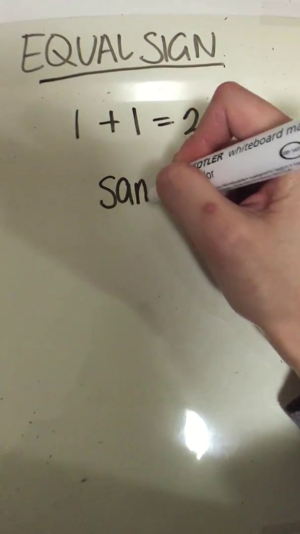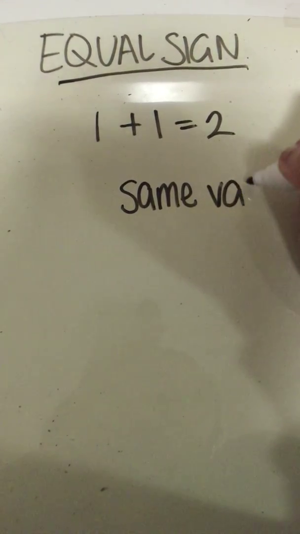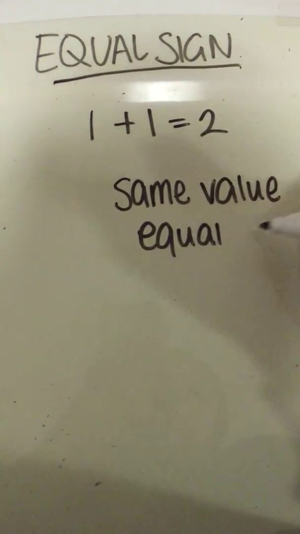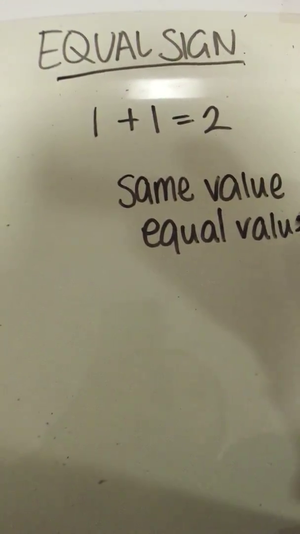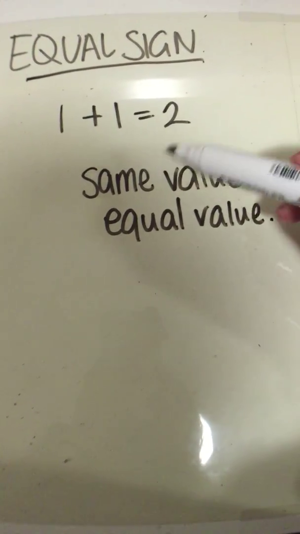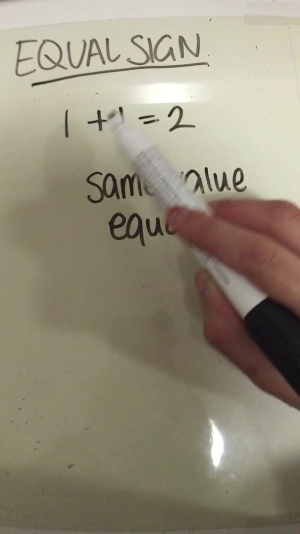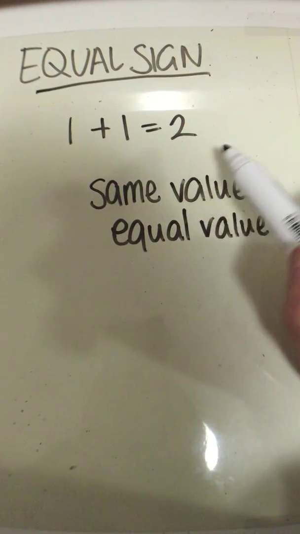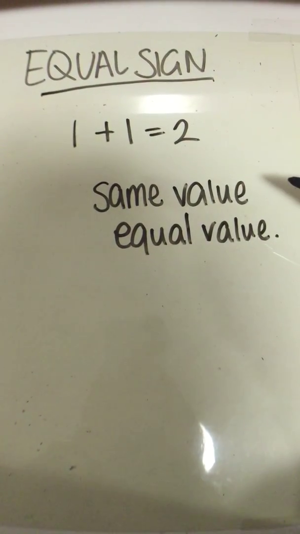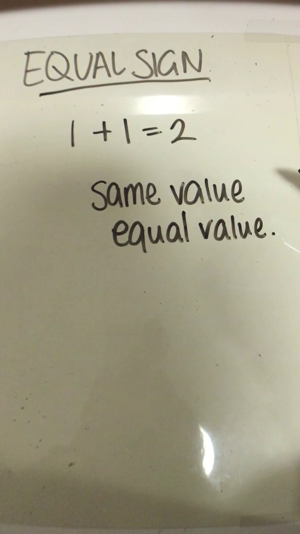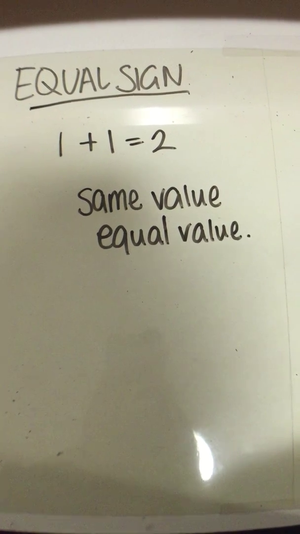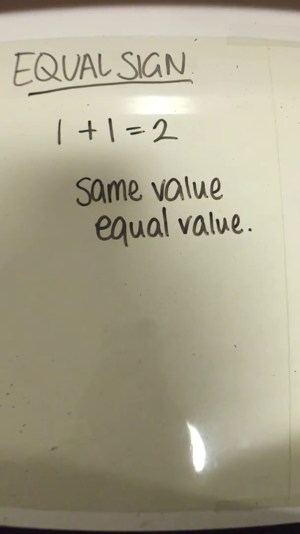The terminology same value or equal value. This helps children to understand that the equal sign is something to show the relationship between the two sides, rather than something operational where it's saying 1 plus 1 equals, and you write the number down simply. So we must ensure that the equation is balanced, which pretty much means having the same value.